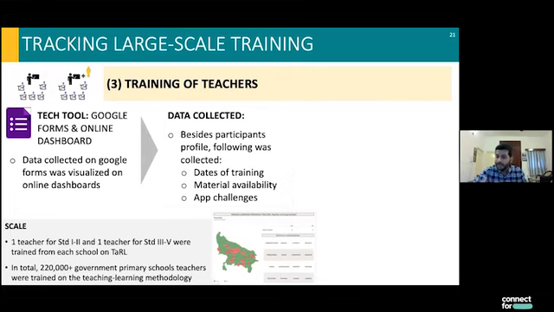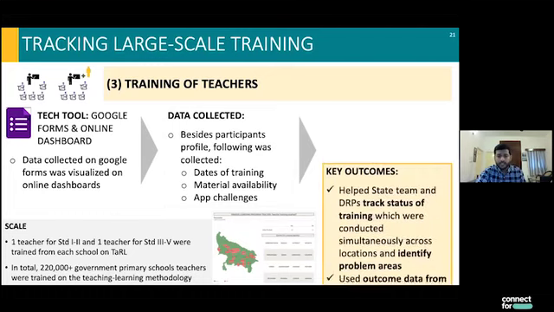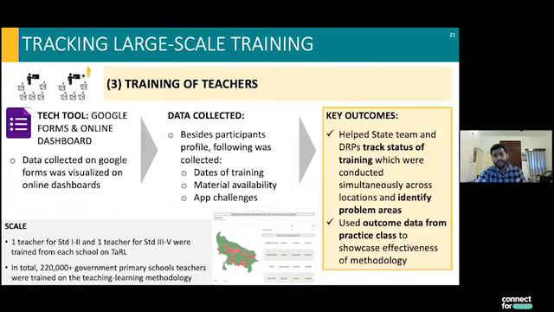So again, we quickly used Google Forms here and created a live dashboard, so that leadership not only at the state level, but at the district and the block level, could really track what the entire picture of training is. When did training start? When did they end? Was material available in the training? What are some of the technological challenges that anyone is facing? So we were able to empower state and district teams to have a fair idea of what is going on the ground.